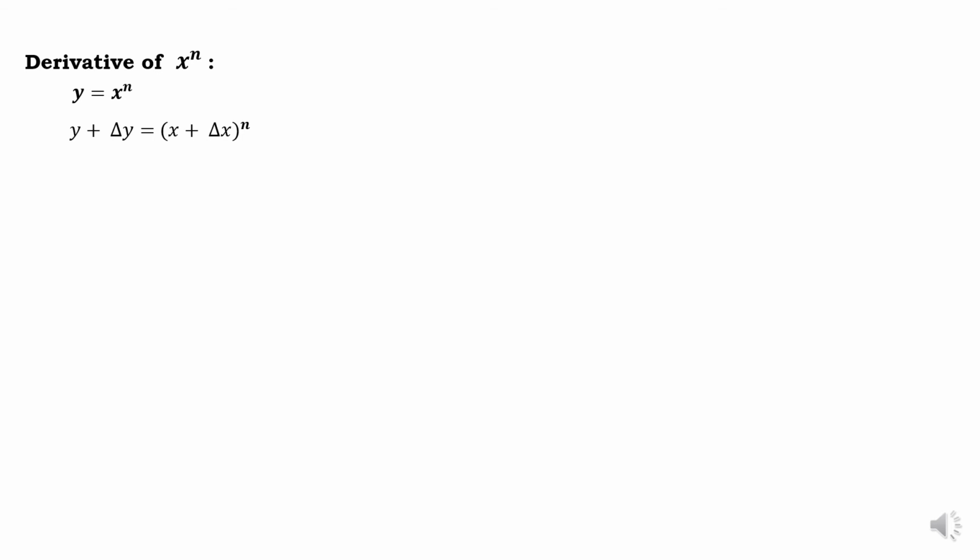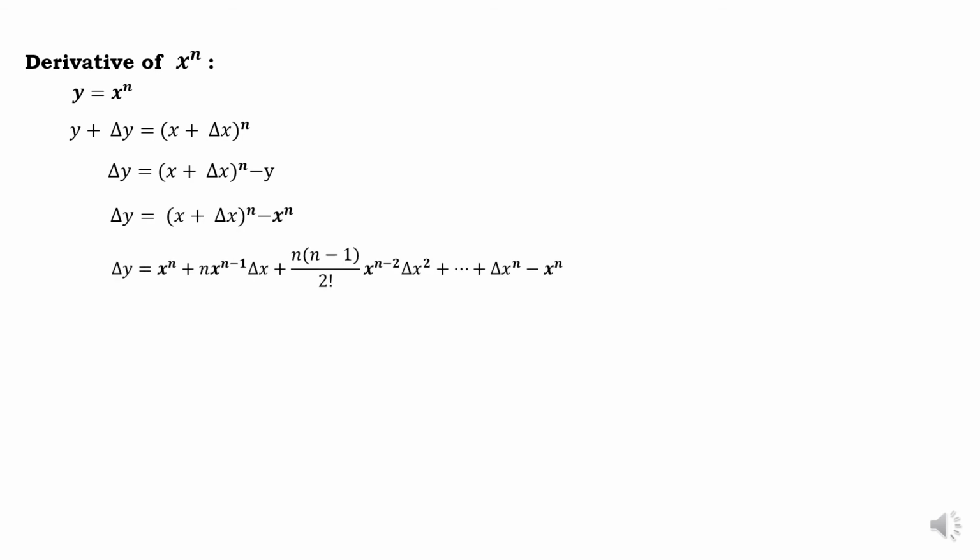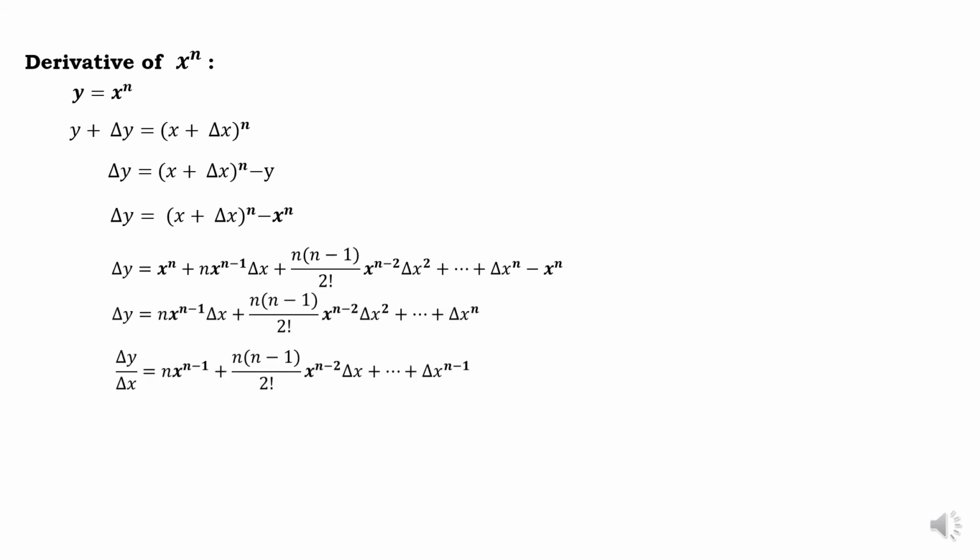Just transpose y to the right side of the equation and it becomes negative. Substitute the value of y, which is equal to x raised to n. Then expand the given equation, then combine similar terms. Then divide the entire equation by increment of x. Then after that, we're going to establish the limit as change in x approaches 0.